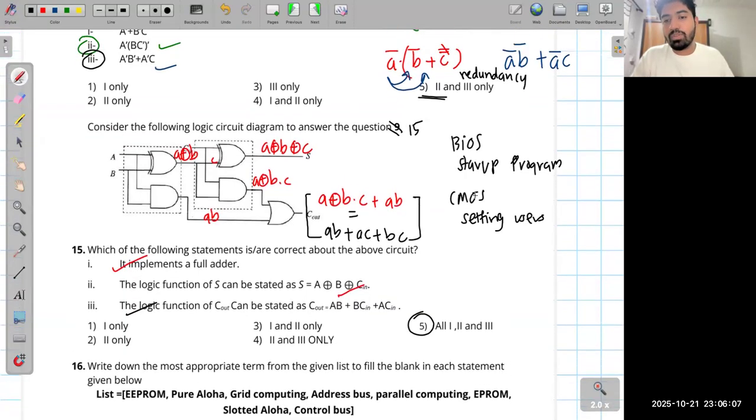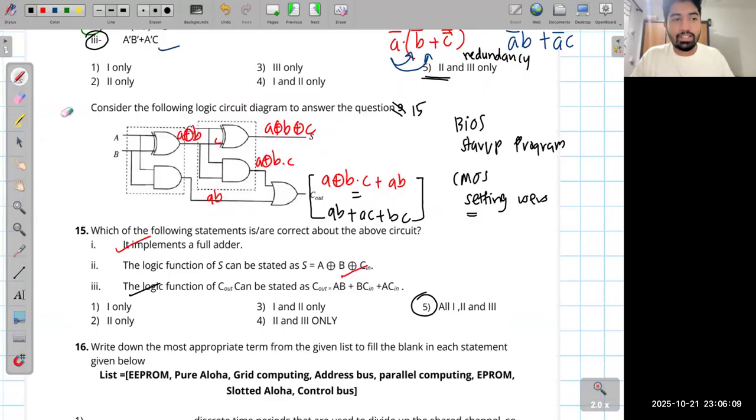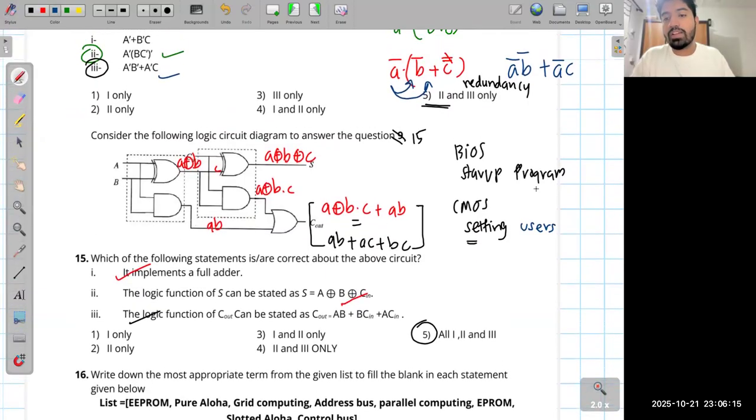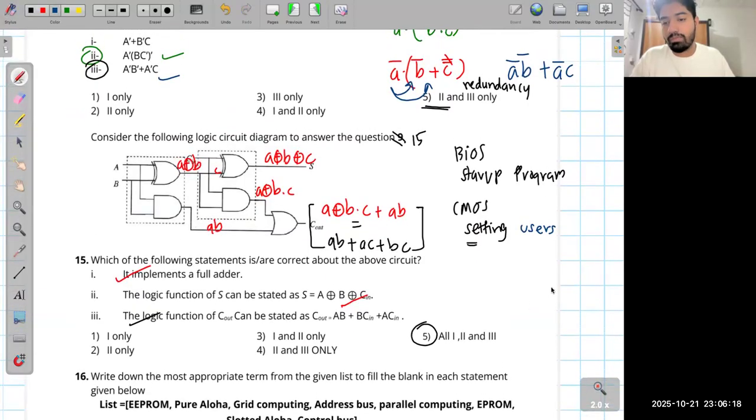What is the function of a CMOS? CMOS is used to hold user settings. User settings are held in CMOS. The BIOS holds the startup program. User settings are saved in CMOS. Startup program is saved in BIOS.